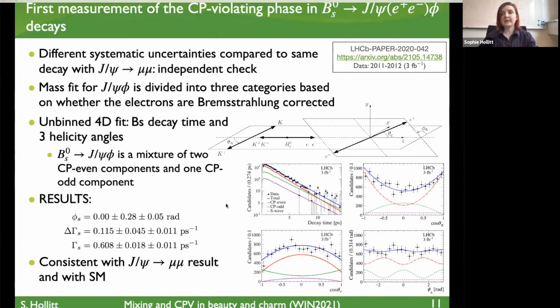And when we put all of this together, we get one result for delta gamma_s, which is the decay width difference between the 2 B_s states, and we also get our phi_s mixing angle. And excellently, this is compatible with the J/psi goes to mu mu result and the Standard Model.